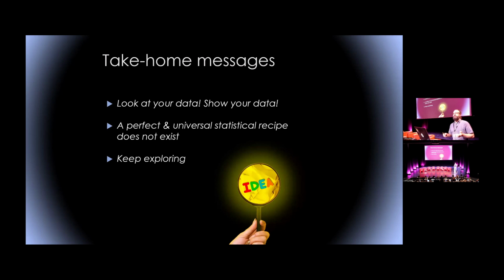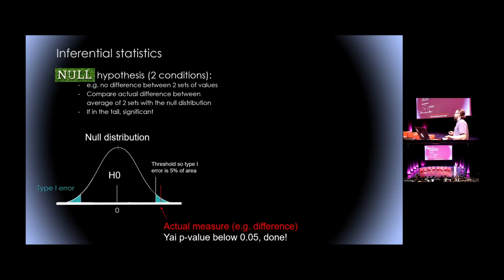And first, take-home message. If you remember anything from that presentation, look at your data, show your data around. There's no perfect and universal statistical recipe. It depends on your data, the length of your epoch, if you're looking at continuous data, and keep exploring for new methods. So we're going to talk mostly about inferential statistics, but also confidence interval.